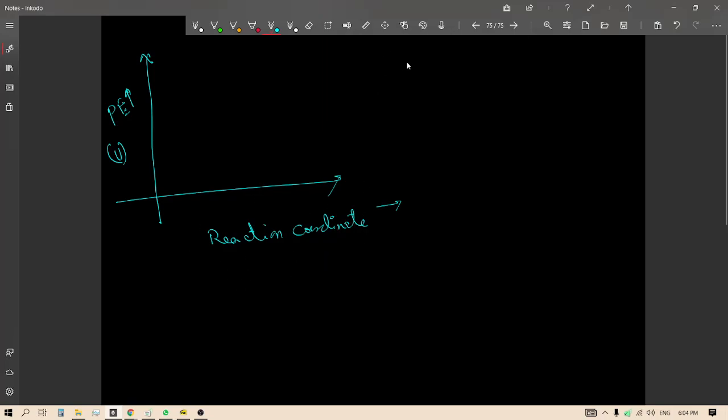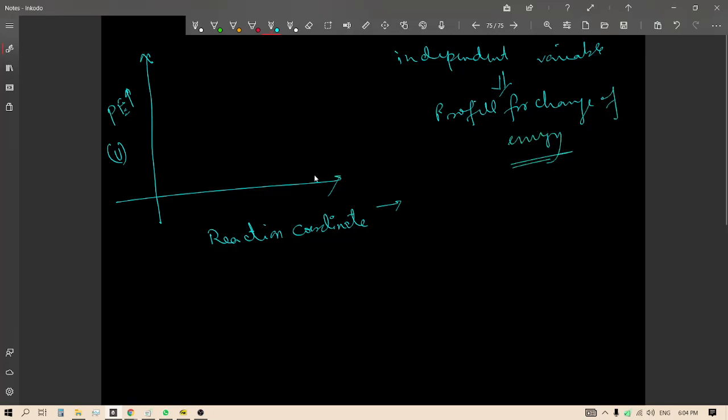Now you can have a doubt: what do you mean by reaction coordinate? Reaction coordinate is basically an independent variable which represents the profile for change of energy. For example, if the energy of the reactants and products changes for a particular reaction, the profile or the set of data that will indicate that the value of energy has changed is called the reaction coordinate. So of course it is an independent variable.